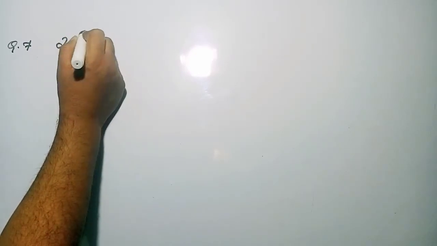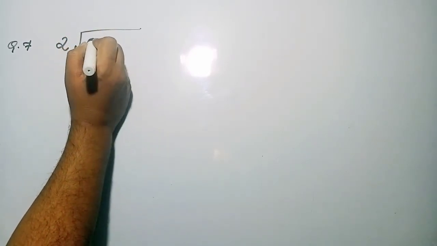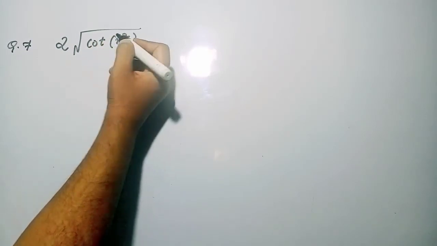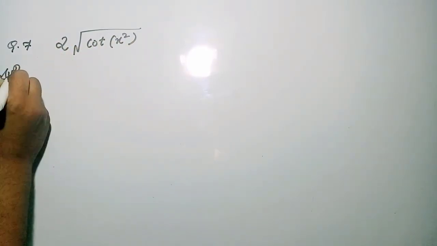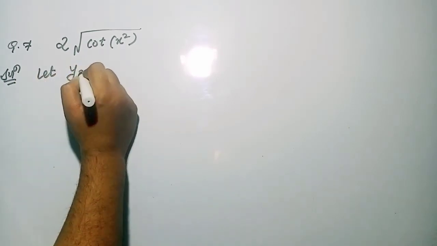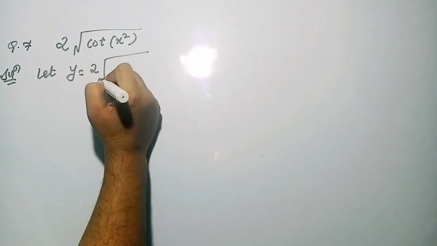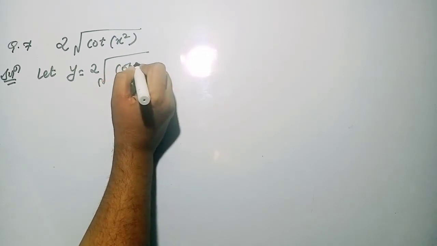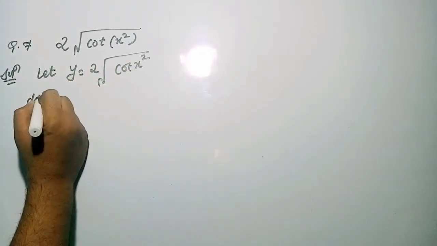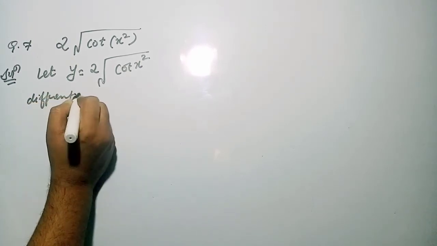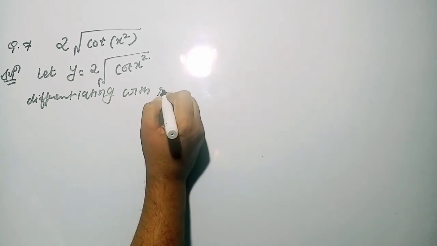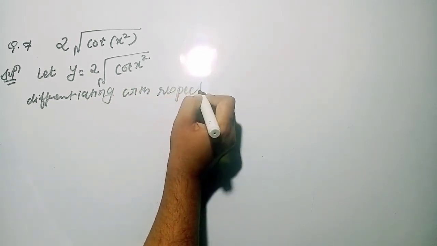Okay students, let us see the next question. 2 into square root of cot x square. So let us consider y is equal to 2 into square root of cot x square. Now differentiating with respect to x.